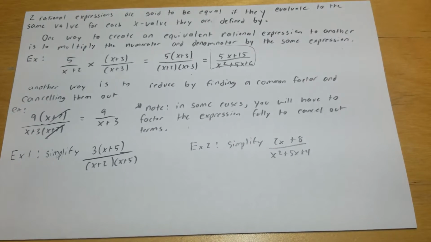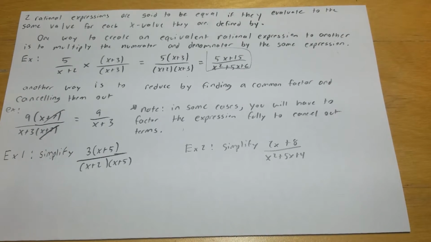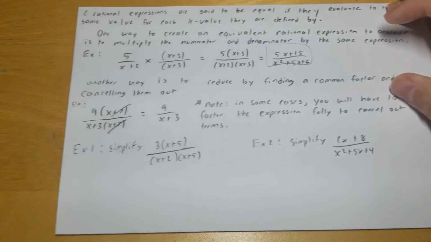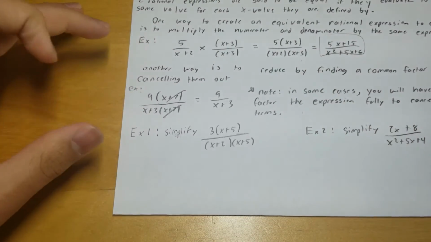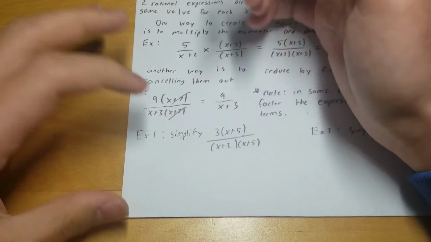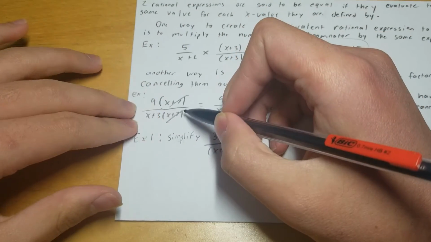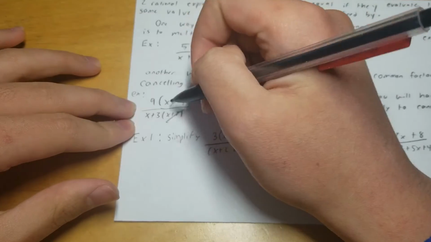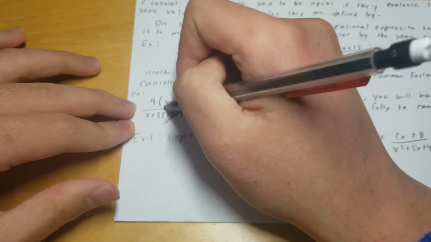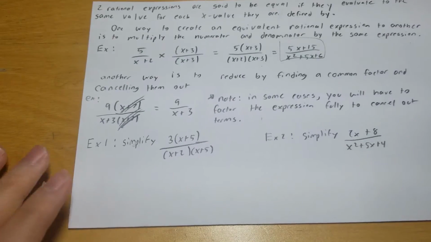Another way is to reduce by finding a common factor and canceling it out. For example, this is already in factored form, but if it was in a raw version, you would have to find this part right here and take it out. Technically this is called canceling out, and what you're left with is 9 over x plus 3.